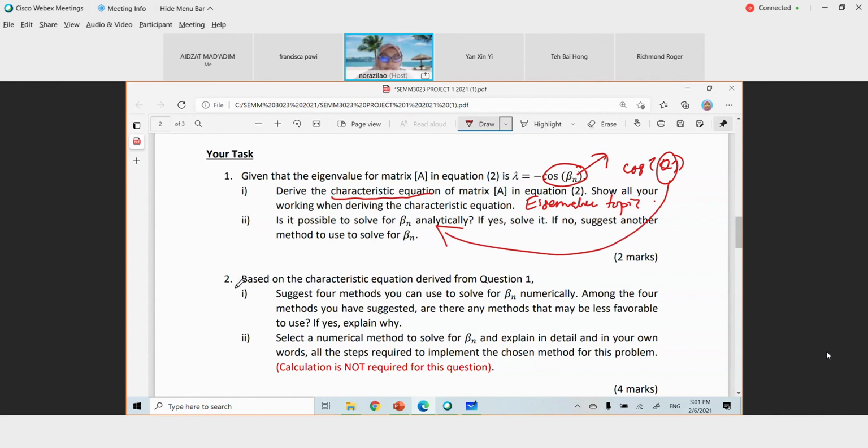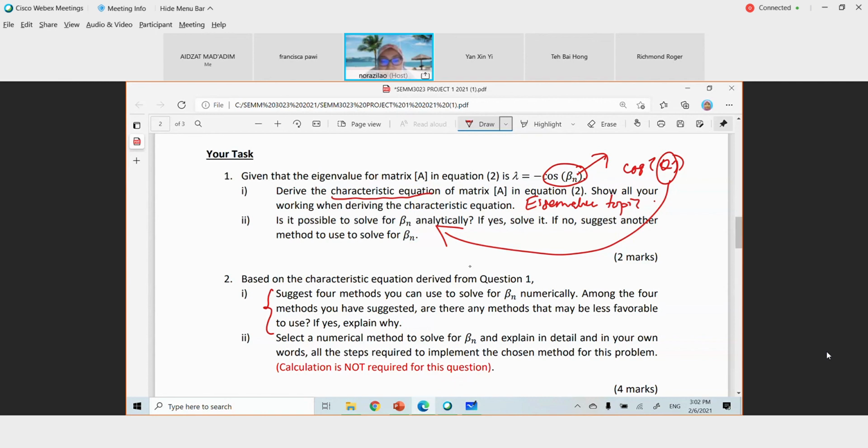And then task number 2. Based on the characteristic equation derived from question 1, suggest 4 methods you can use to solve for beta numerically. Among the 4 methods you have suggested, are there any methods that may be less favorable to use? If yes, explain why. You may need to check some ideas using a textbook or internet searching and so on. Please explain in detail.